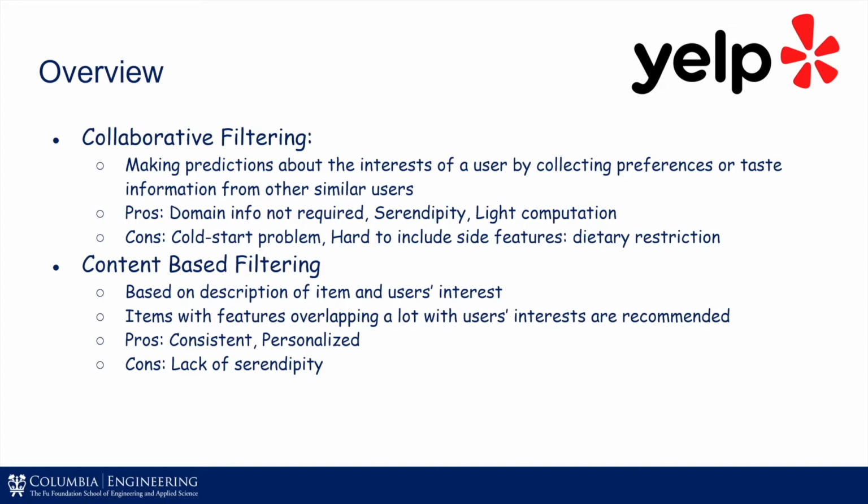For CB filtering, it's done by using the description of items and users' interest. Items with features overlapping a lot with users' interests are recommended. While it can provide consistent and personalized recommendation, it lacks serendipity.